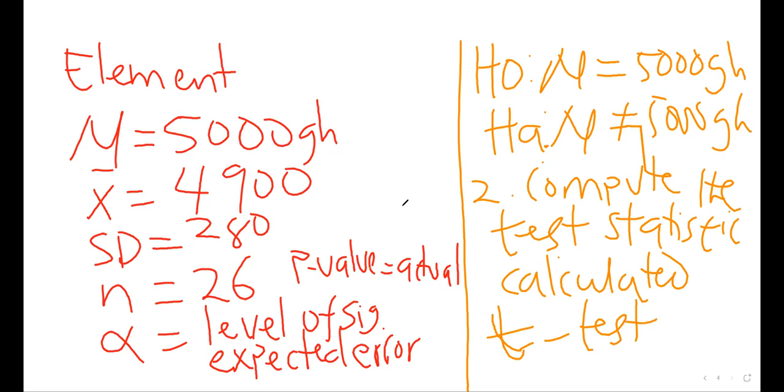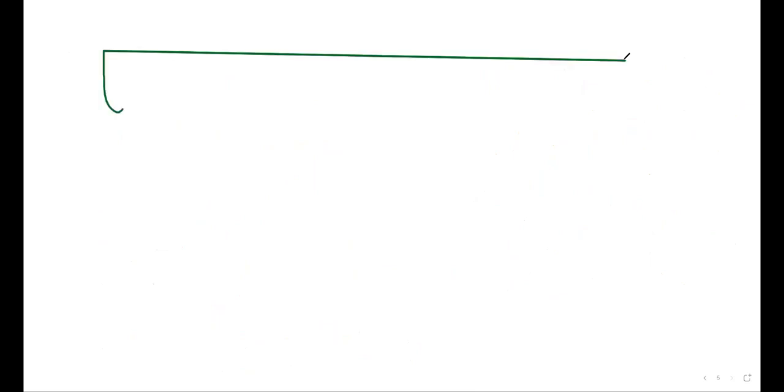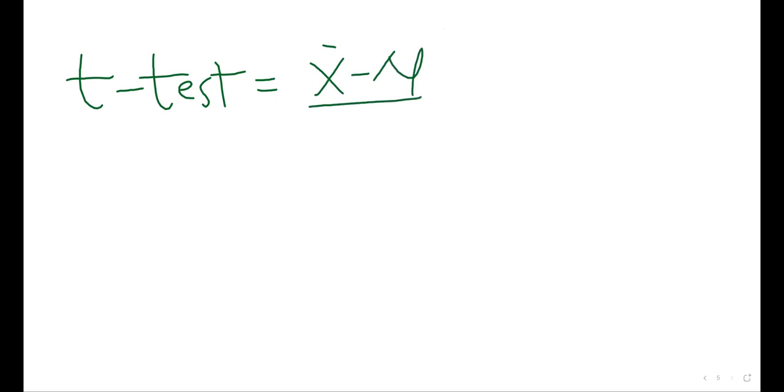There is a formula for calculating this T test. It's a beautiful formula for dealing with it. The T test is given by X bar minus mu over S over the square root of N. That is the formula for the t-test that we'll be using for this course. This is for small sample size, and small sample sizes are those that are less than 30.